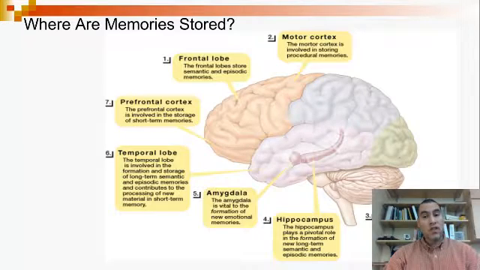So this is just an overview again of the different areas of our brain where different types of memory can be stored. This is actually a good little review from Unit 3 as well. This slide in particular you'll be able to access on Google Classroom when I post my notes. You have something similar in your book as well here in Module 32.